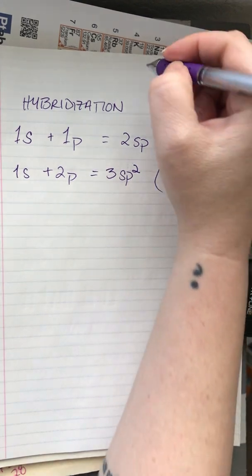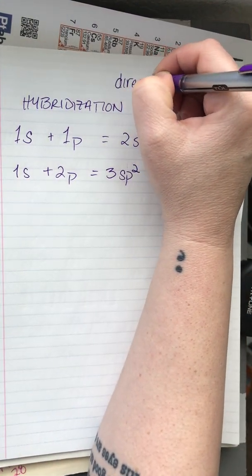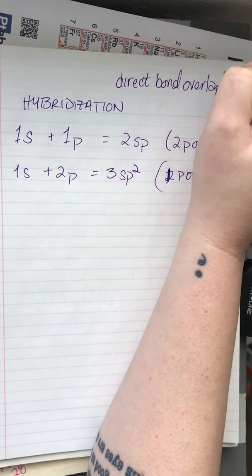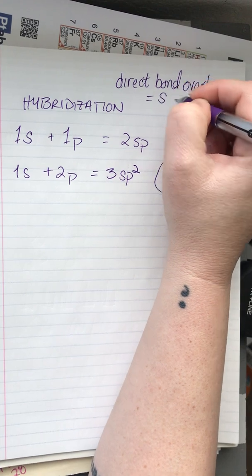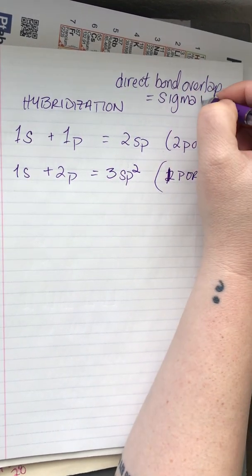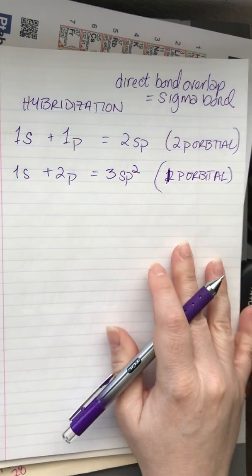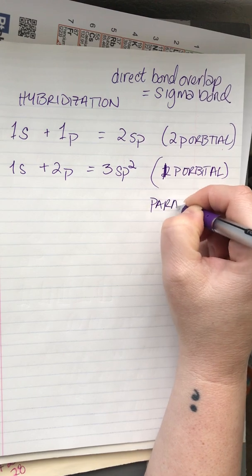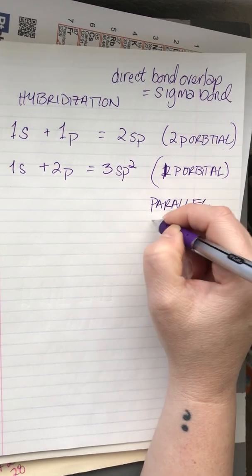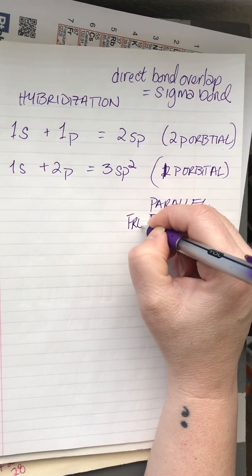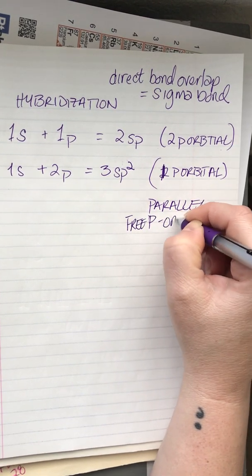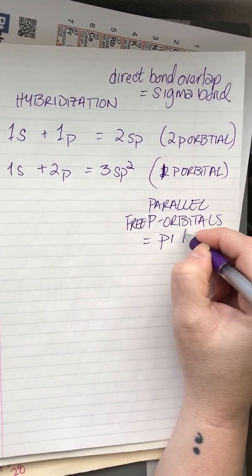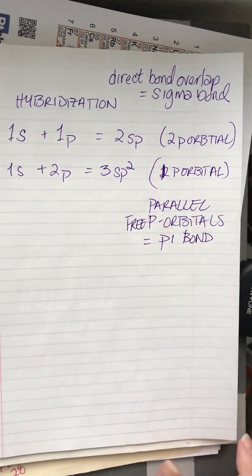So anything that has direct bond overlap is a sigma bond. Anything that has parallel, free p orbitals is pi bonding, right?